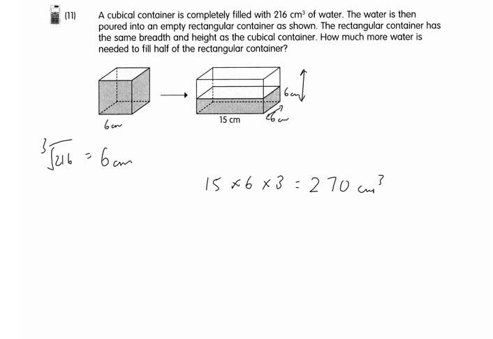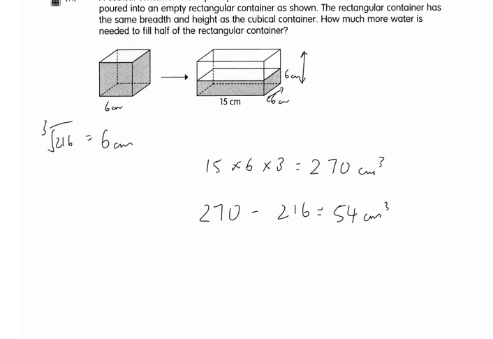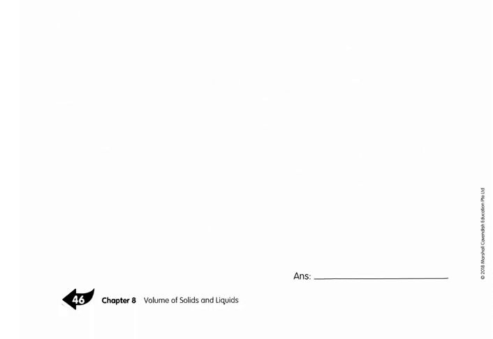But now we only have 216 cm cube. Am I right? Colin, now what's the next step? 270 minus 216, which will give me 54 cm cube. So this is the amount of water needed until you fill half. So very important, read the question. You need to fill up to half. Don't miss out on the word half.